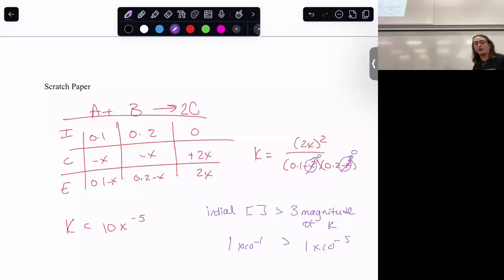Right, so if you started off with 1 times 10 to the negative 2 as your K, but you started off with 100 molar of it, that's 1 times 10 to the 2 versus 1 times 10 to the negative 2. So those are 4 magnitudes different. You can use the assumption there. Yep.